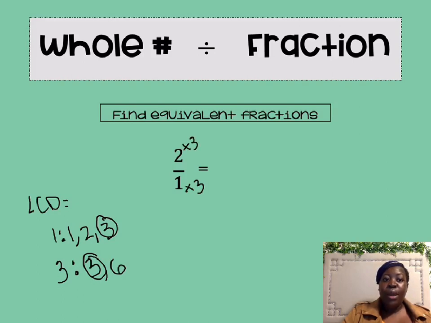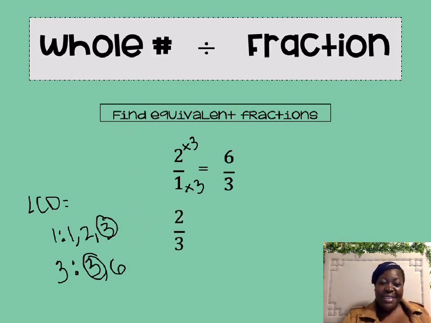And remember the rule, whatever you do to your denominator, you have to do it to your numerator. And whatever you do to your numerator, make sure that you do it to your denominator. Now we can multiply because, again, we're trying to change our fractions to equivalent fractions. 2 times 3 is equal to 6, and 1 times 3 is equal to 3. Now we're going to go to our next fraction. We already know that our denominator is equal to 3.